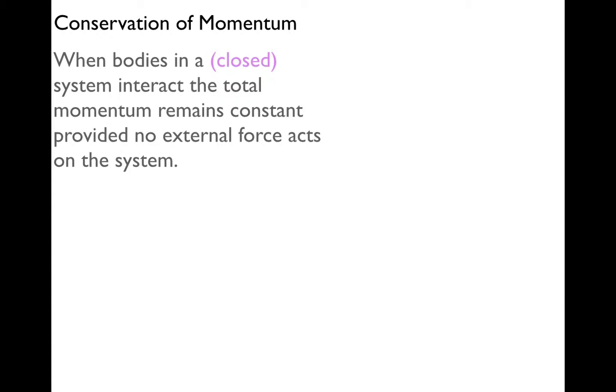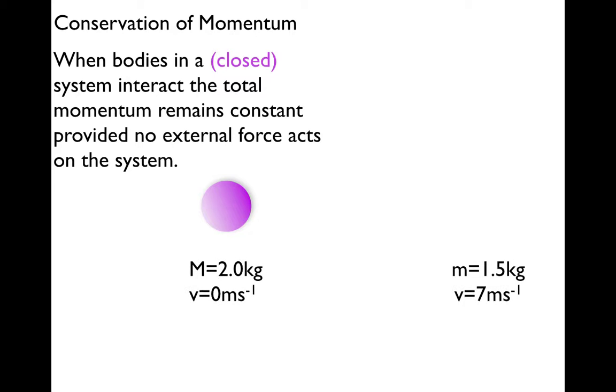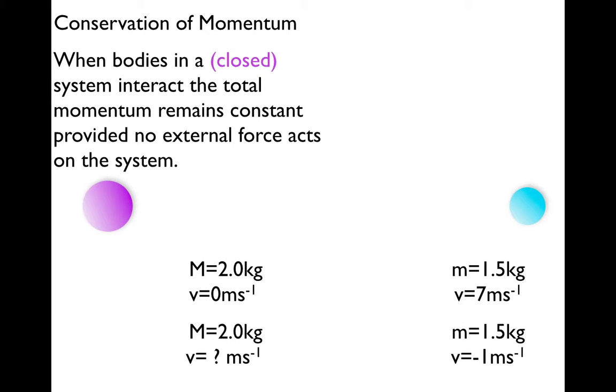Conservation of momentum. That's when bodies in a closed system interact, the total momentum remains constant, provided no external force acts on the system. What does that mean? It means that the total momentum remains the same before and after something happens. So for example, if you have two objects and they collide and bounce back like that, the momentum before of both objects should be equal to the momentum of both objects afterwards.